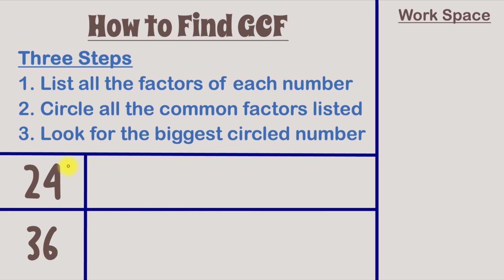To find the greatest common factor for 24 and 36, the first thing we're going to need to do is list all the factors for each number. In case you don't know, factors are numbers that can go evenly or without a remainder into another number. So what I'll do is, I'll split my workspace into 2 columns. And on the left side here, I'll find all the factors for 24. And in this column, I'll find all the factors for the number 36.